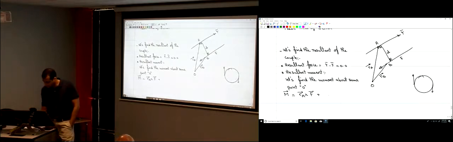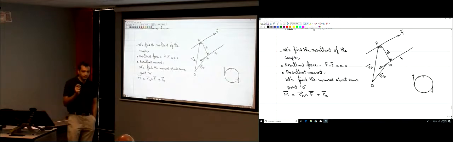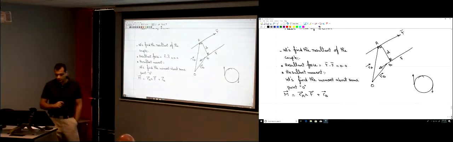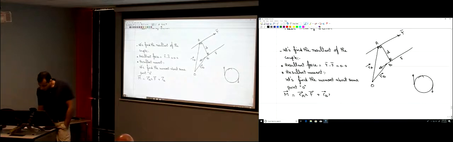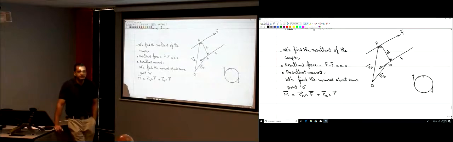Plus RB, the position vector is measured from the origin or the point that you're taking moment about to any point along the line of action of the force, multiplied by F, the vector F. Everyone agree? Anything that's wrong here?